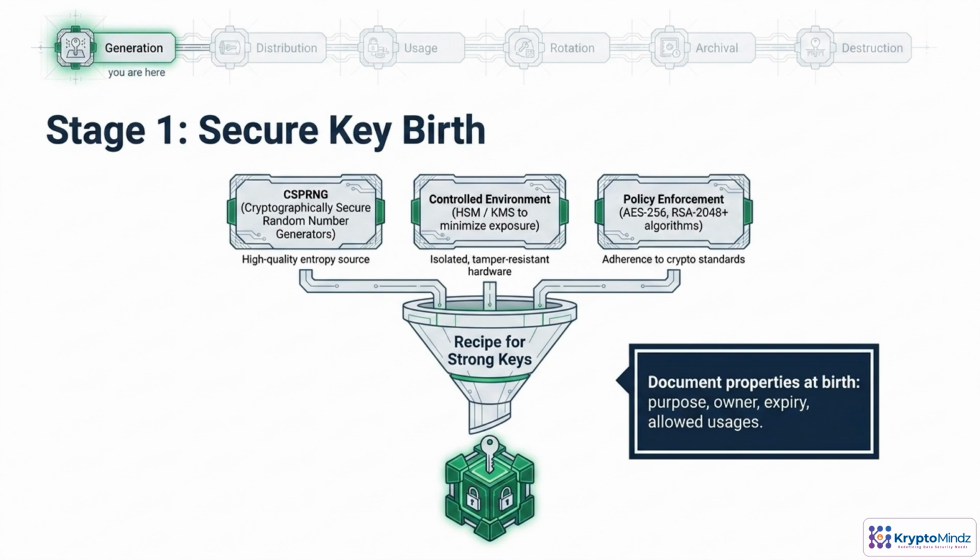Key security starts at birth. Strong keys come from three ingredients working together. First, a cryptographically secure random number generator, fed by high-quality entropy, makes the key unpredictable. Second, generation happens in a controlled environment like an HSM or KMS, so the key never appears in plain form on random servers. Third, policies enforce approved algorithms and key sizes. At creation time, you also define metadata: what this key is for, who owns it, when it expires, and what usages are allowed.